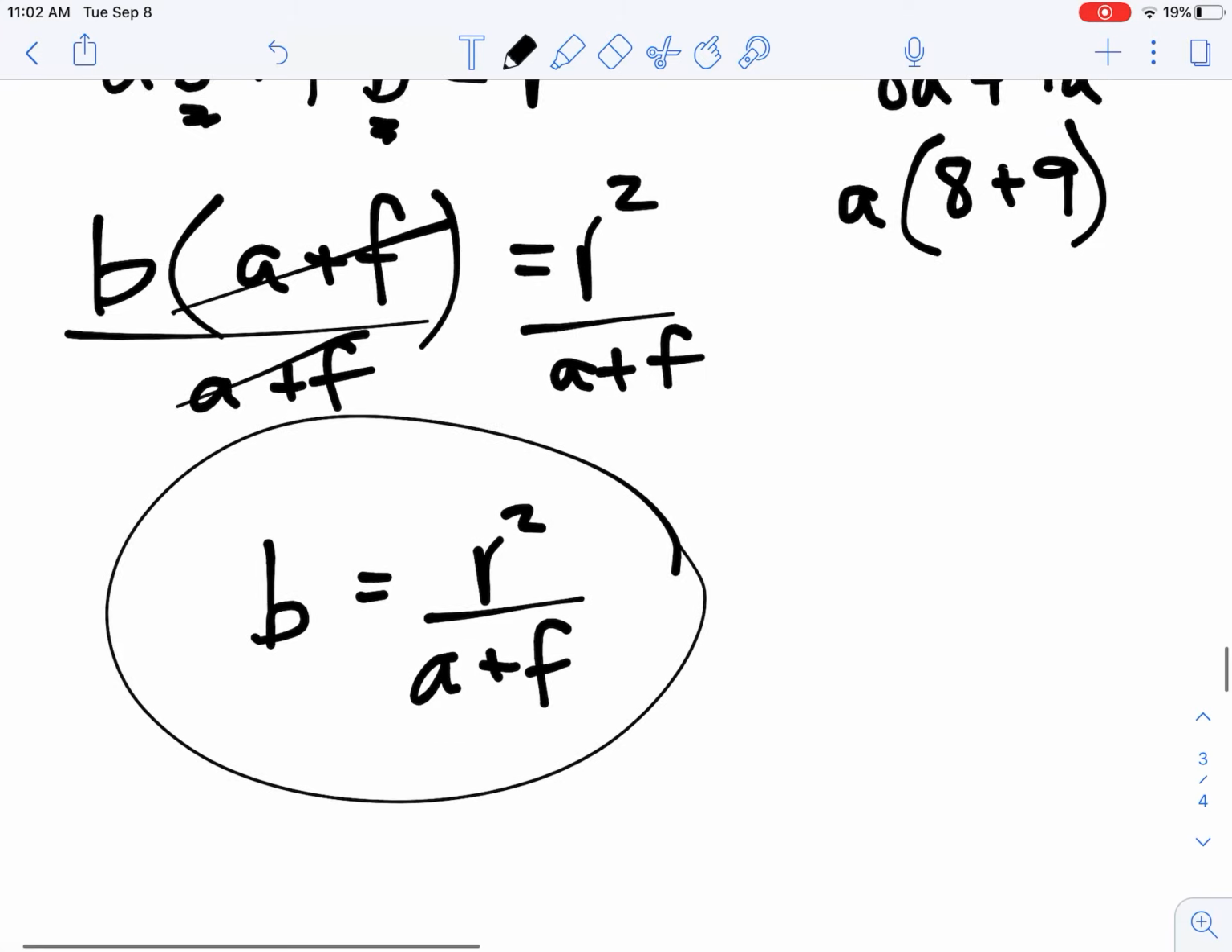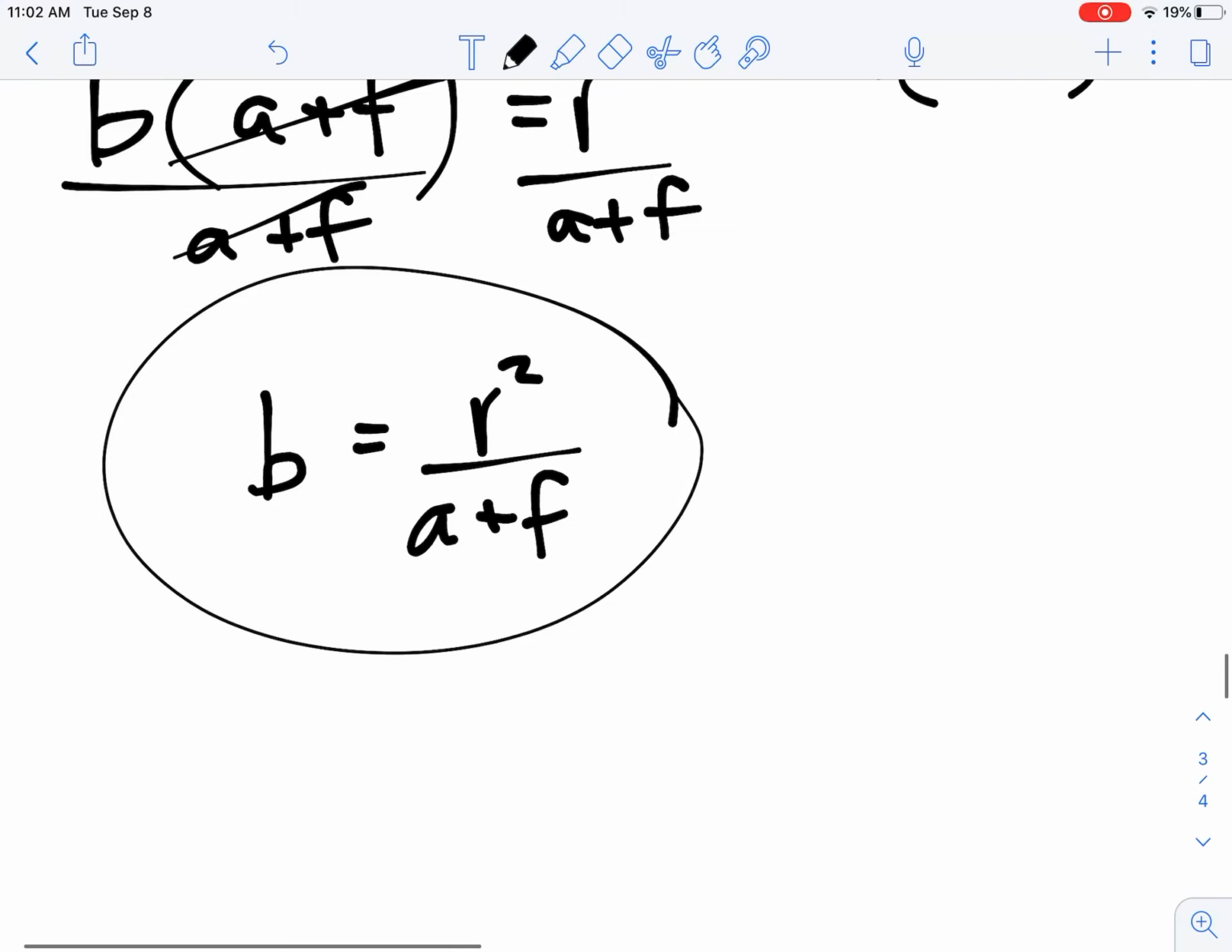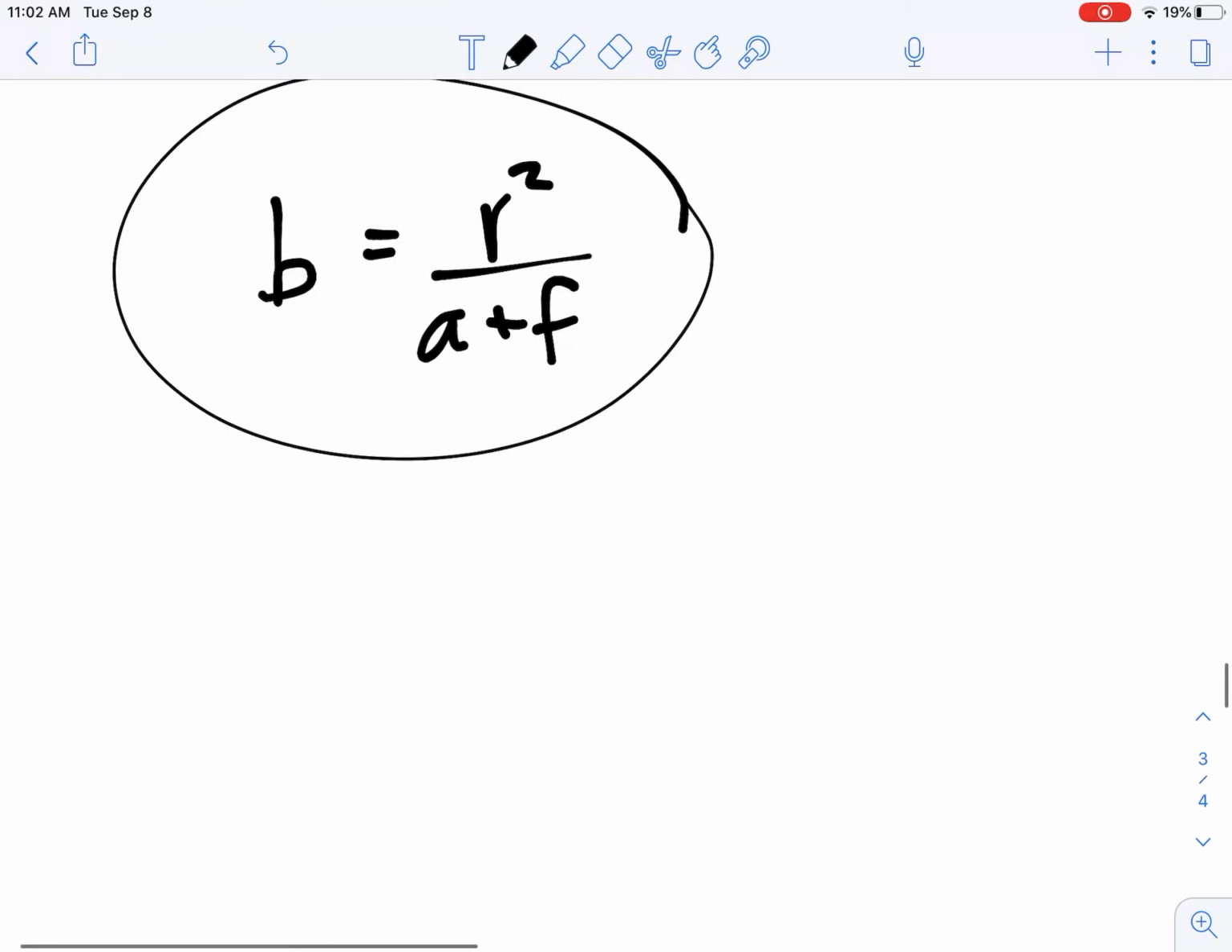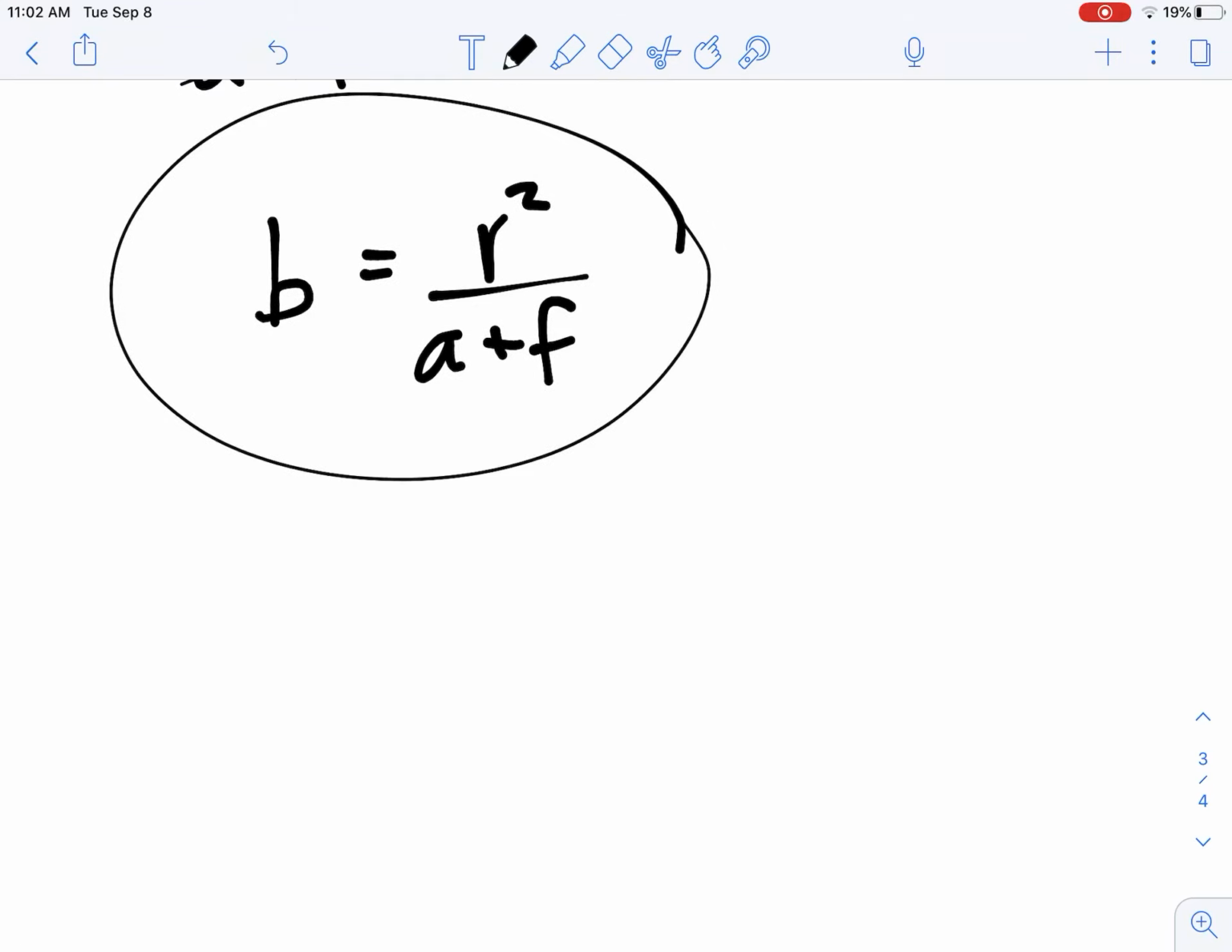I hope walking through those was helpful. They really get to the heart of whether you understand what you're doing with your algebraic rules of solving equations.